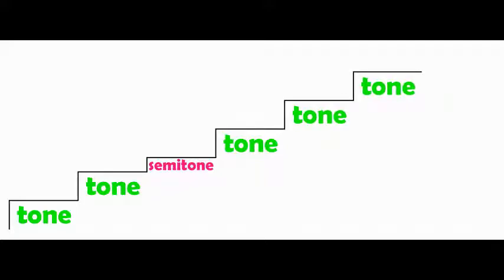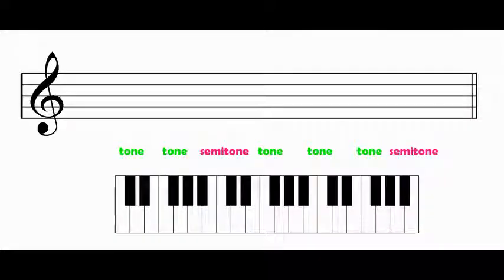The arrangement of tones and semitones for the major scale is as follows: tone, tone, semitone, tone, tone, tone, semitone. In order to work out the notes of the C major scale, we will follow this pattern of tones and semitones. I will begin on C and go up one tone or two semitones. Remember that one tone is equal to two semitones.